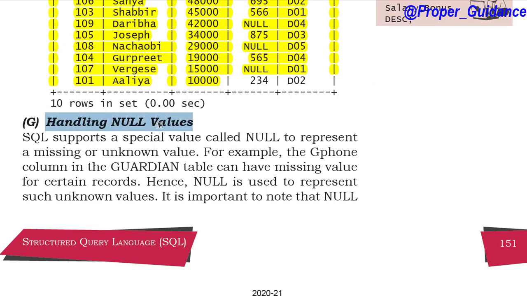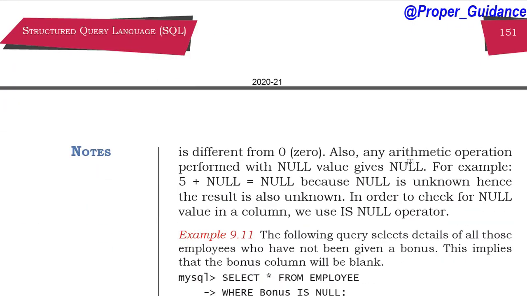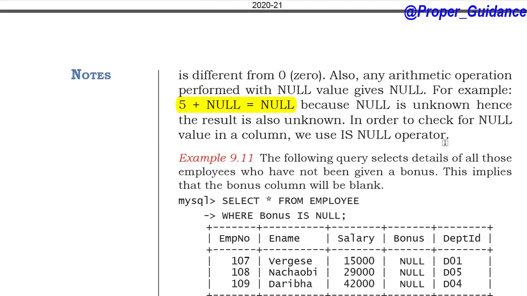Next one, handling null values. SQL supports a special value called NULL to represent a missing or unknown value. This is different from 0. Also, any arithmetic operation performed with a null value gives null. For example, 5 plus null equals null, because null is unknown, hence the result is also unknown. In order to check for a null value in a column, we use the IS NULL operator.